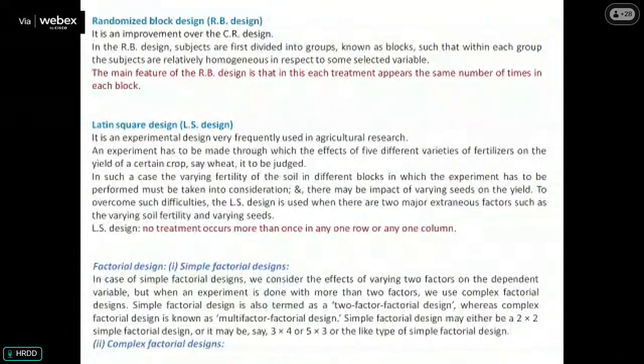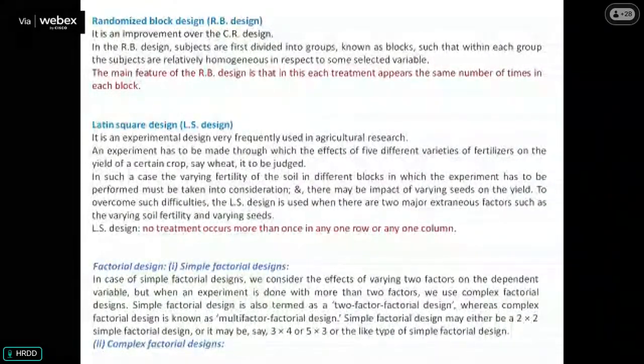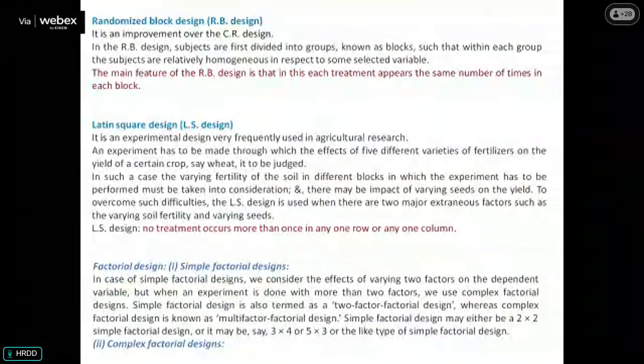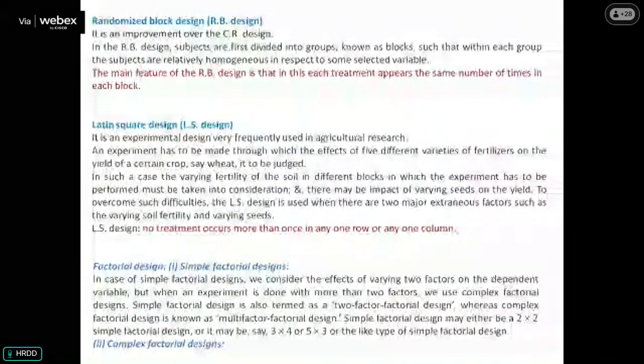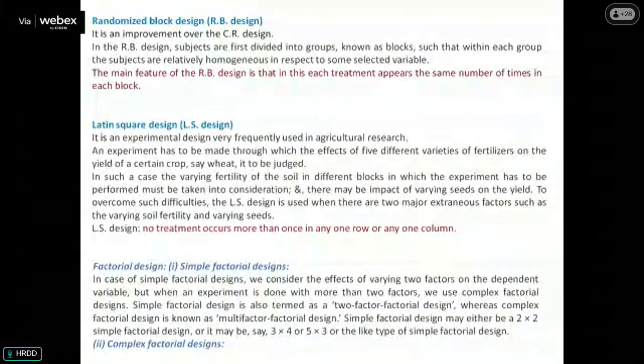The main feature is that each treatment appears the same number of times in each block. We did it with rows and columns last day. And we saw that in one row, each treatment appears only once, but in the column, it can appear many times. But in lattice square design, it's a square type, with an equal number of rows and columns.